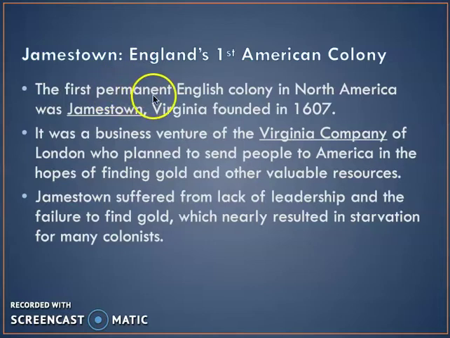But the key word here is going to be permanent, right? So the first permanent English colony in North America is going to be Jamestown, Virginia, and it's going to be founded in 1607, which is a really, really long time ago. All right, now here's the thing. If you're wondering, why is it called Virginia?